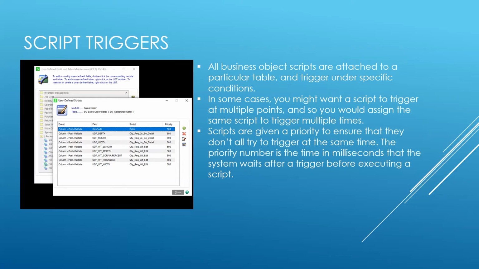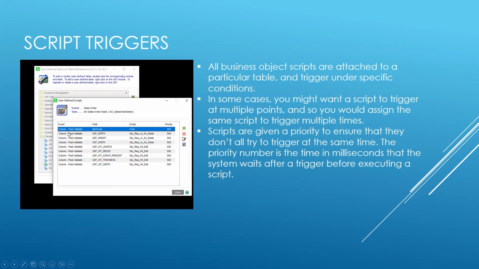Scripts are also given priority to ensure that they don't all try to trigger at the same time. The priority number is the time in milliseconds that the script waits after a trigger before executing. In this case, these scripts are all triggering at different points, so they all have the same priority.